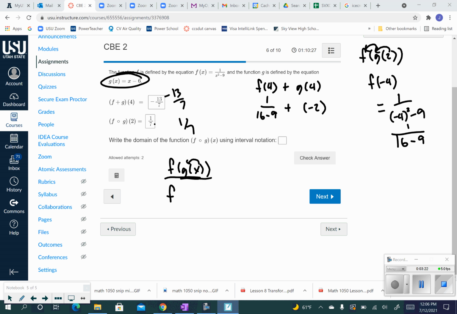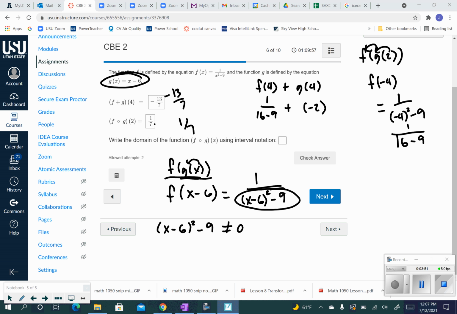So that's going to be f of g of x is x minus 6. Plug x minus 6 into f, and you end up getting 1 over x minus 6 squared minus 9. Okay, so our next question is if there's any restrictions on this one. Well, we've got a denominator now, it cannot equal 0. So let's find out when it's equal to 0. So x minus 6 squared minus 9, we know it cannot equal 0.